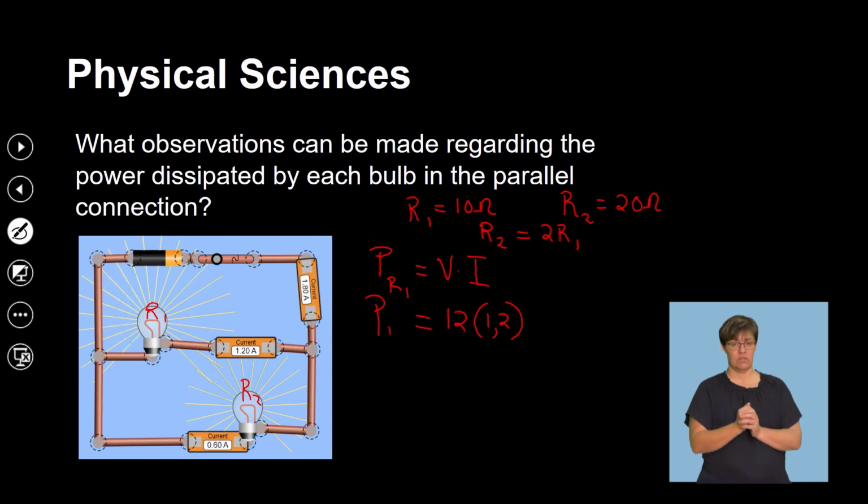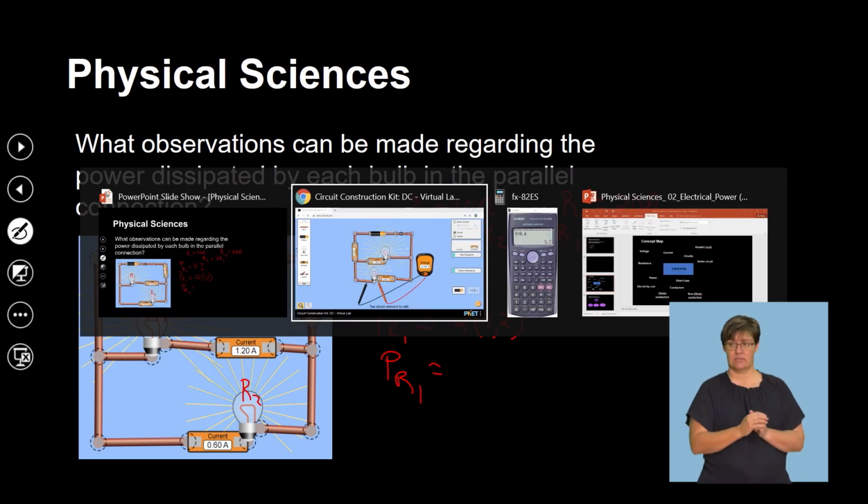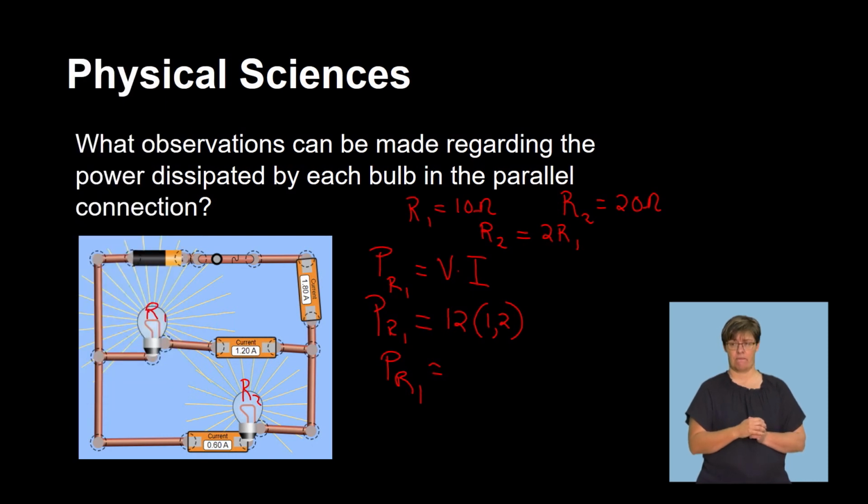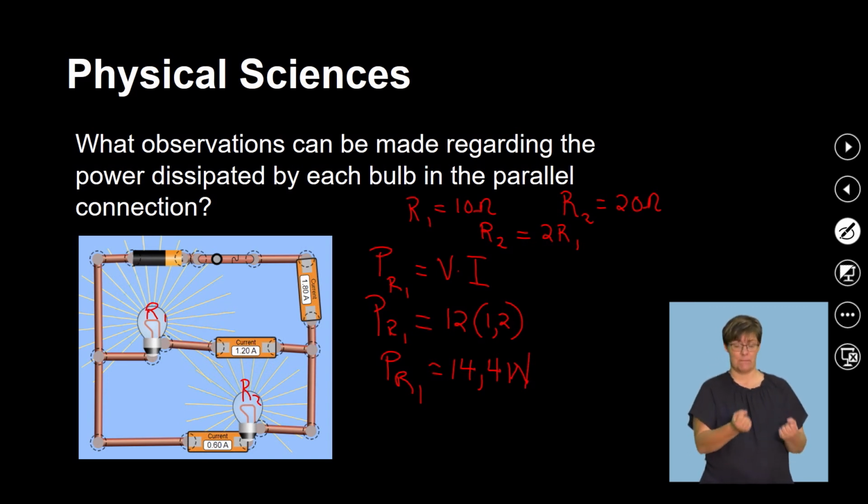So power for R1, let's go to our calculator. We've got 12 multiplied by 1.2. This gives us 14.4, so this is 14.4 watts.